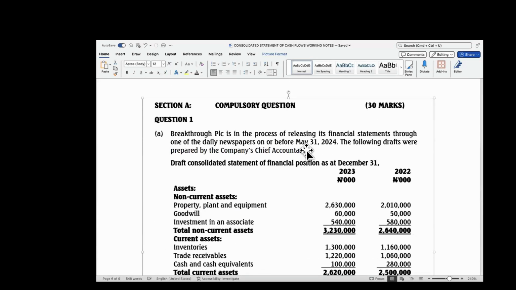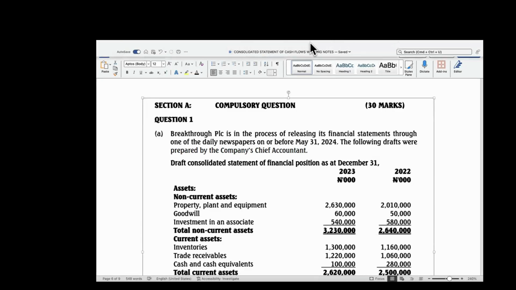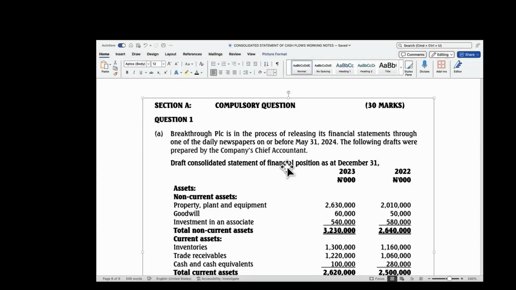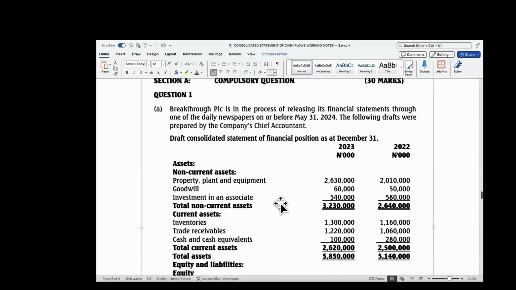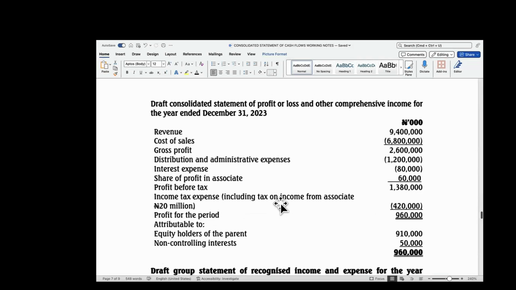This was the compulsory question last night for professional. It says Breakthrough PLC is in the process of releasing its financial statements through one of the daily newspapers on or before May 31st, 2004. The following drafts were prepared by the company's chief accountant. So they gave us a consolidated statement of financial position, and also a consolidated statement of profit or loss.